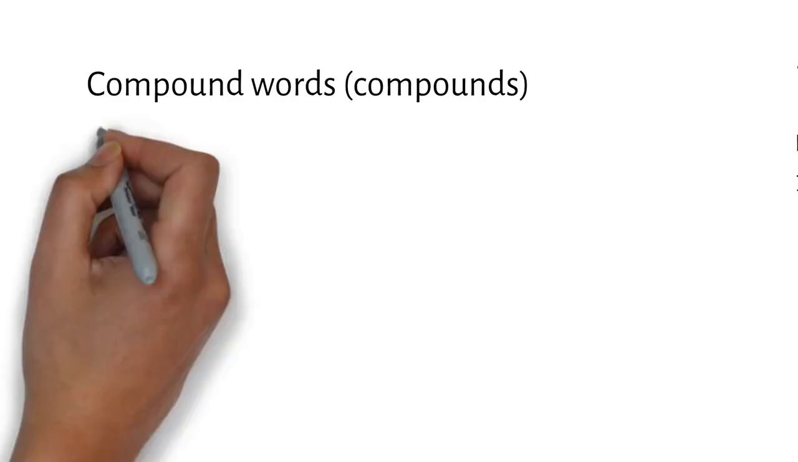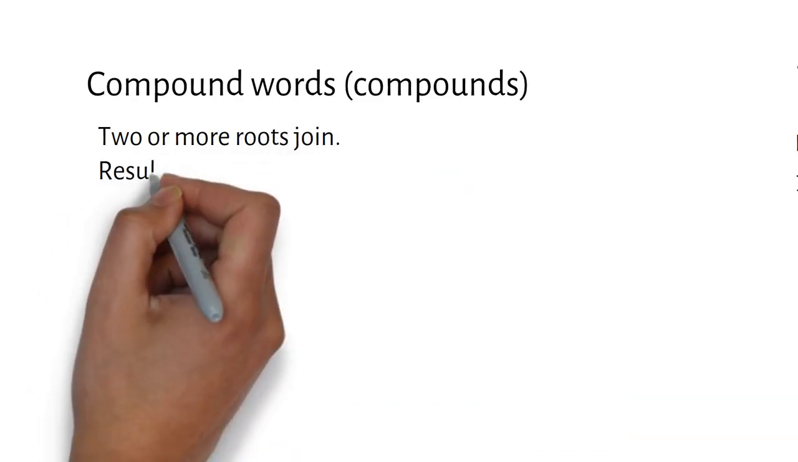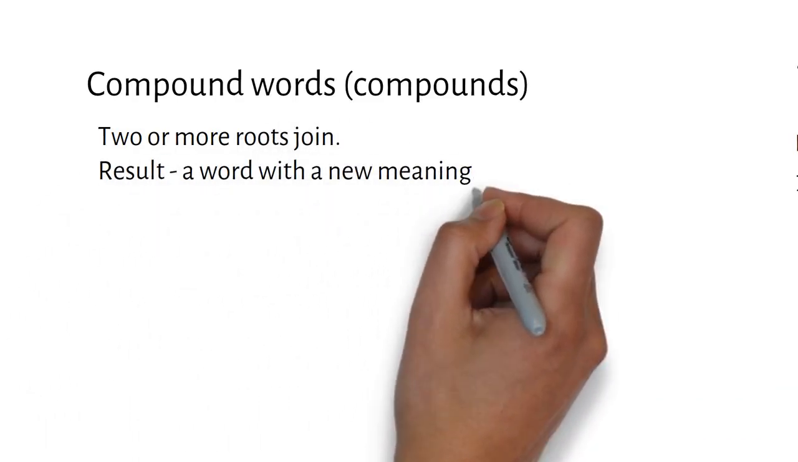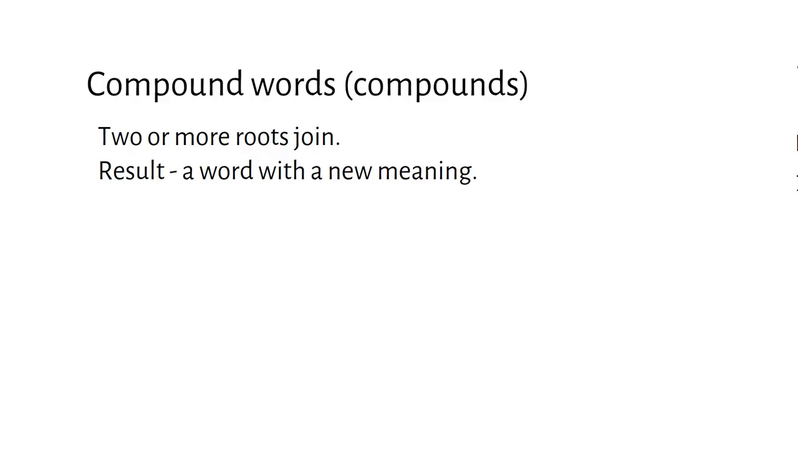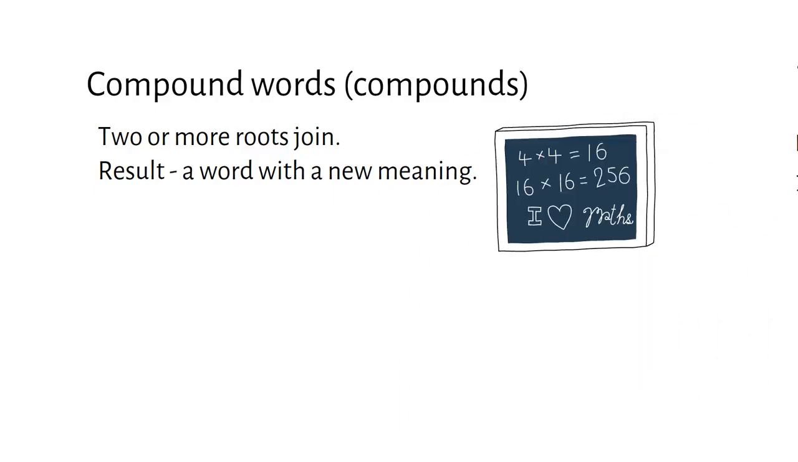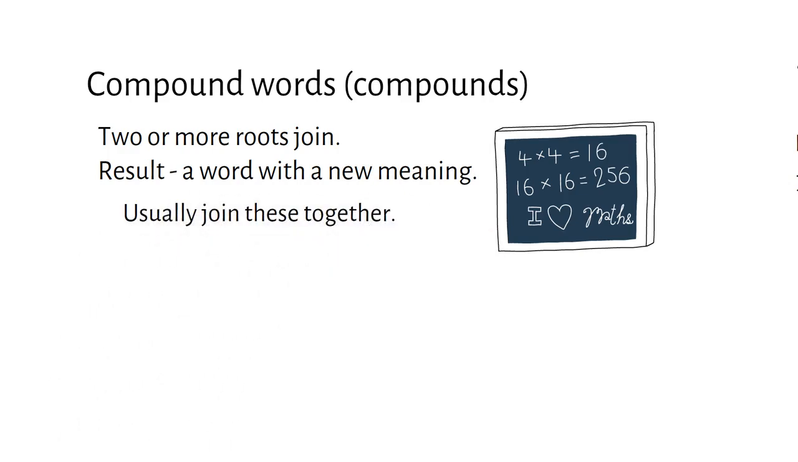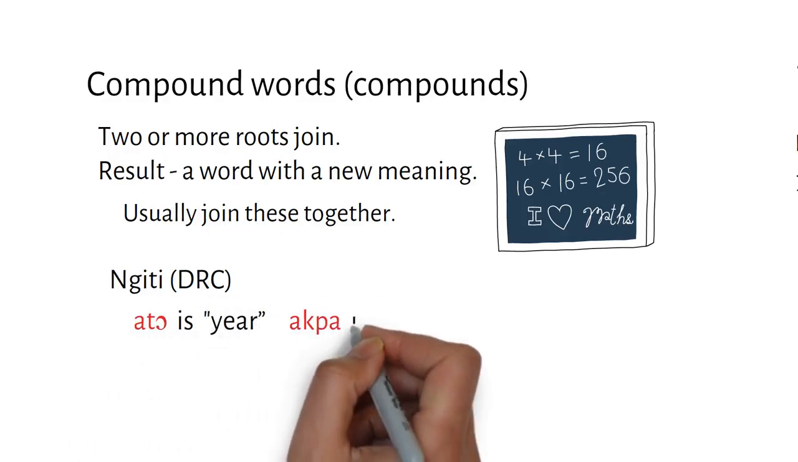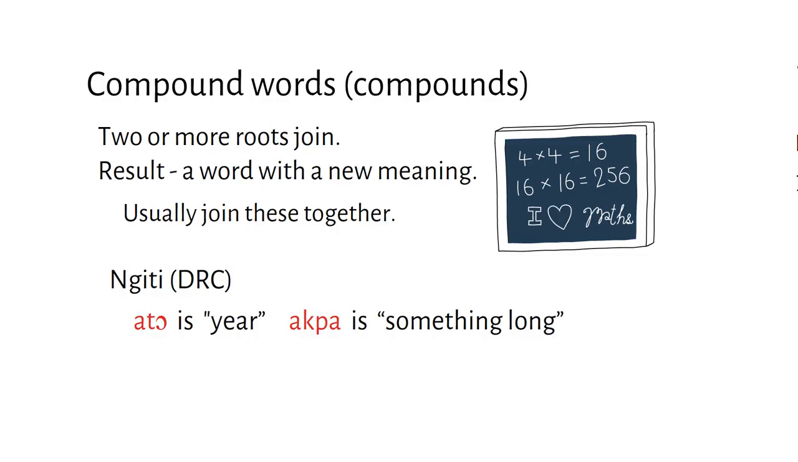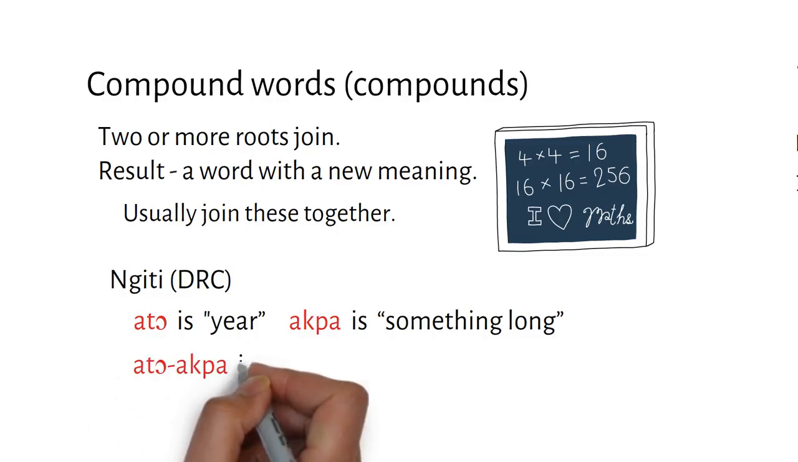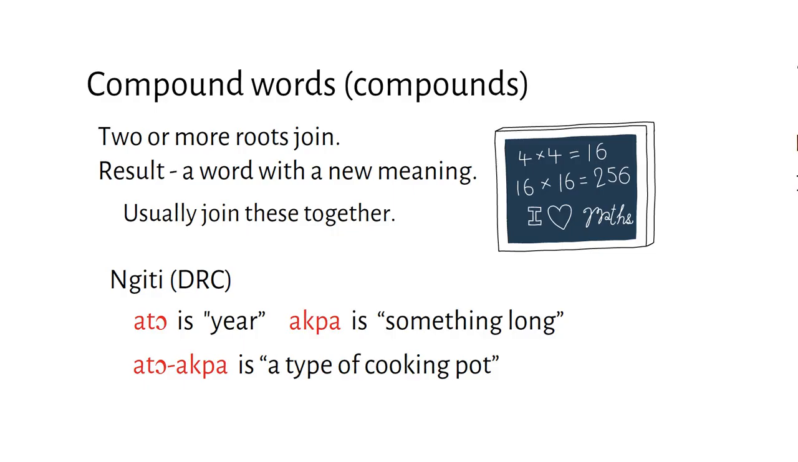Yes, a compound word, or just compound, joins two or more roots together, but the result is a word with a new meaning. A blackboard is not just any board that is black. Usually we would join these. Here is an example from Ngiti in the Democratic Republic of Congo. Ata is year, akpa is something long. Put them together, and this means a type of cooking pot. Quite a different meaning from the roots. These should definitely be joined into one word. We will talk about hyphens later.